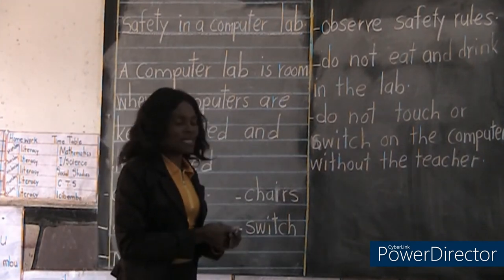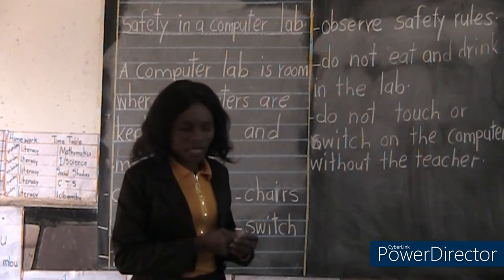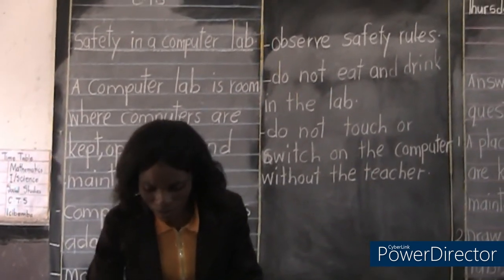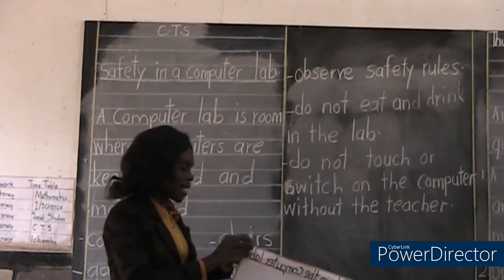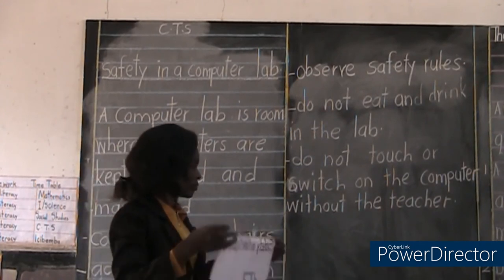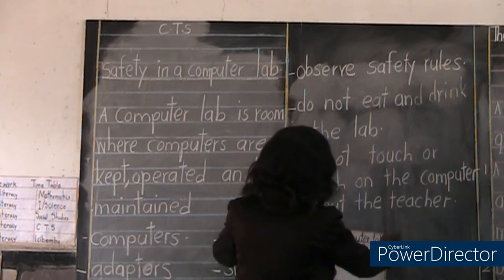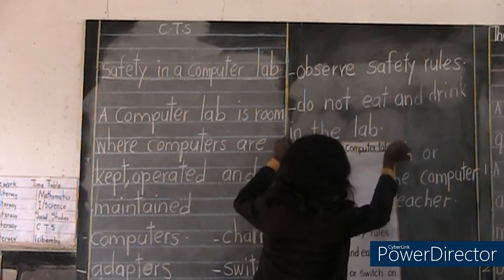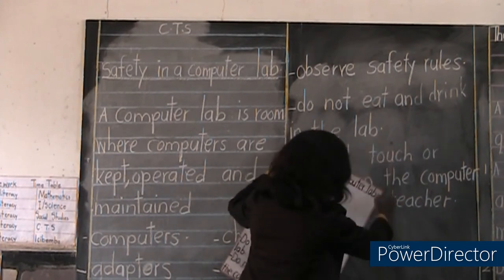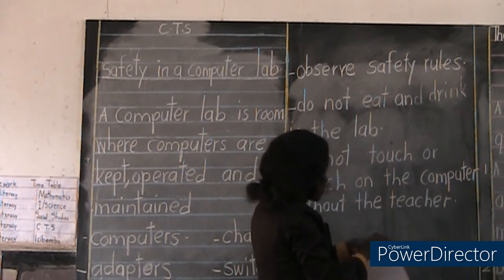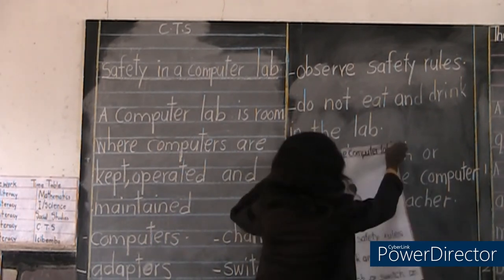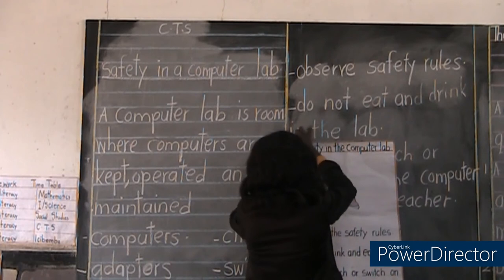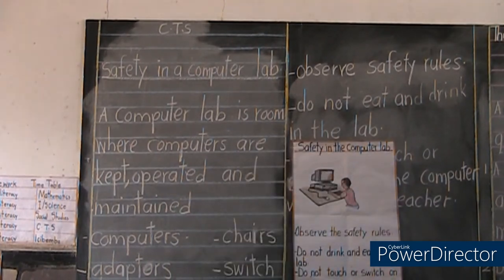Okay, so remember we are talking about safety in the computer lab. I want you to see what is happening to your friend here. This friend of yours is where? In the computer lab. I want you to tell me what you are able to see from this. Observe the picture nicely so that you tell me what is happening. Me, I don't know what is happening here. Now, I want to hear from you.